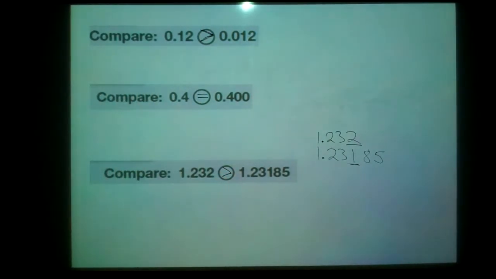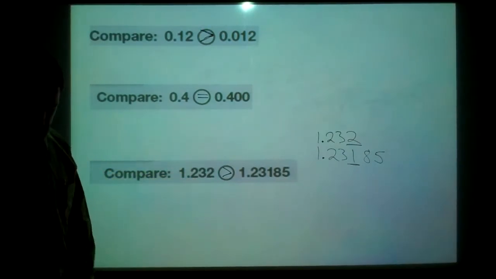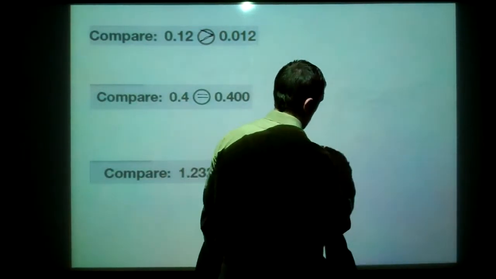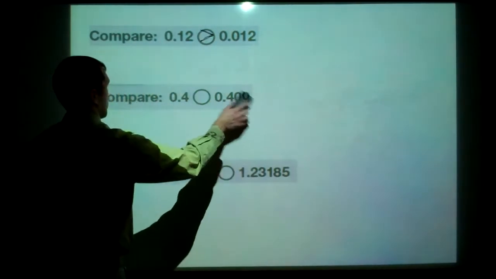So 1.232 is bigger than 1.23185. They are close, but this one is bigger. Alright, so that's how we compare decimal numbers.